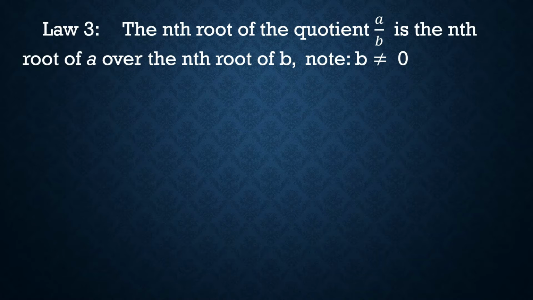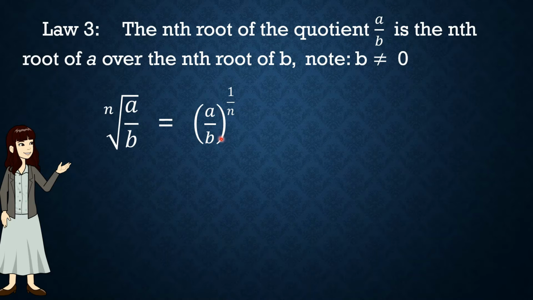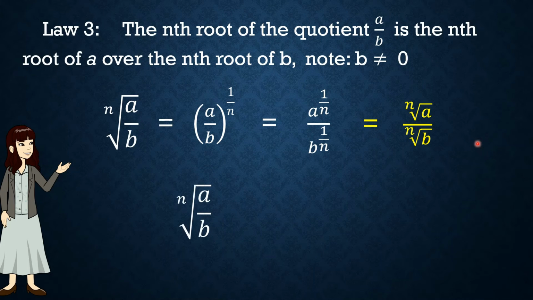Okay, how about law number 3? The nth root of the quotient a over b is the nth root of a over the nth root of b. Note that b is not equal to 0. It means nth root of a over b is equal to a over b raised to 1 over n, a rational exponent. Quantity a over b raised to 1 over n is equal to, so distribute the exponent. We have a raised to 1 over n over b raised to 1 over n. So the answer is nth root of a over nth root of b. It means nth root of a over b is equal to the nth root of a over nth root of b.